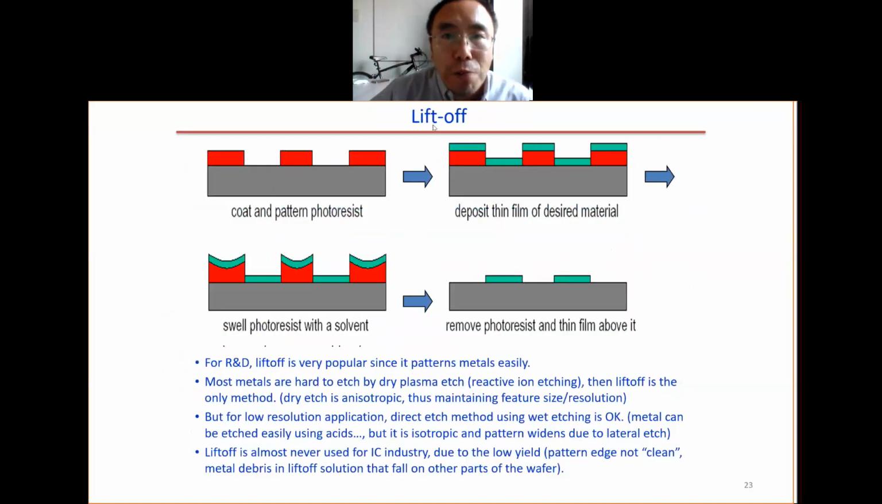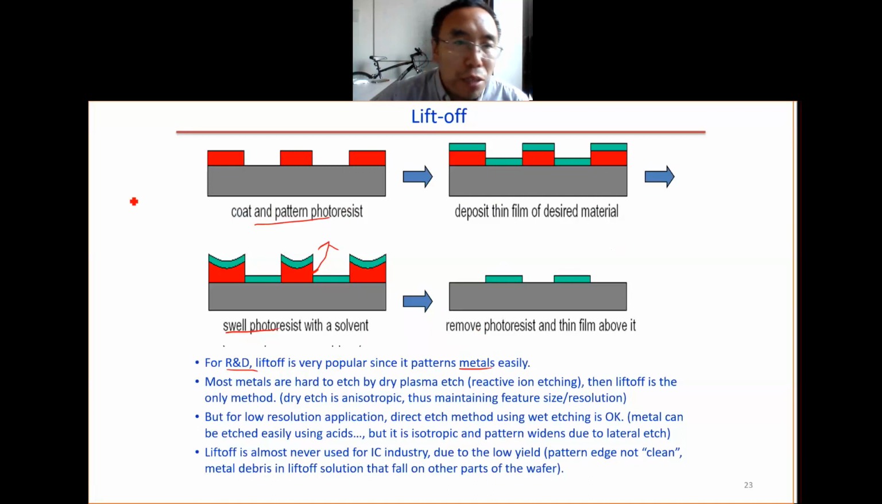So very often we do the lift-off process for pattern transfer. As we learned before, we have the resist pattern, then we deposit the metal, then put it in the solvent. The solvent will swell the photoresist a little bit, and then the photoresist will be dissolved, and we leave behind the metal. So this is the lift-off process. This is very popular for research and development.